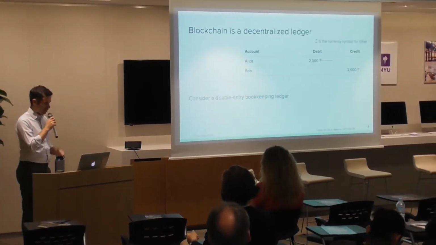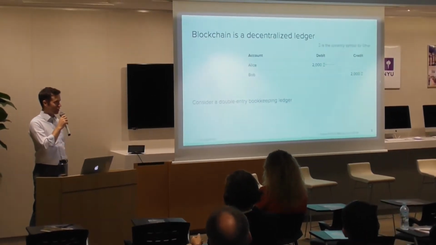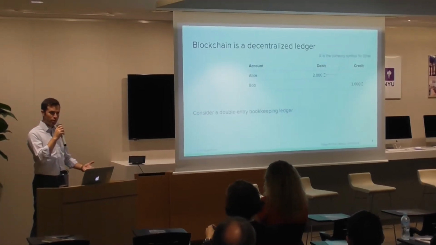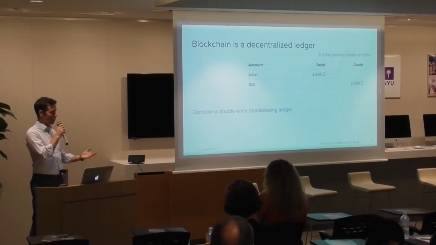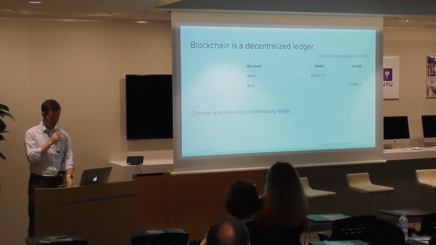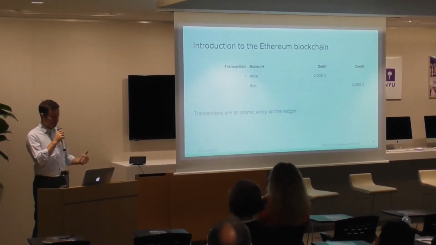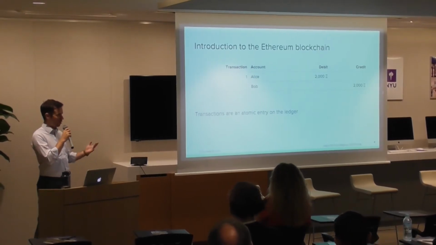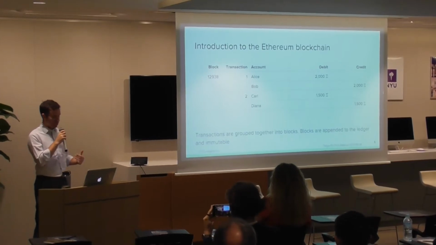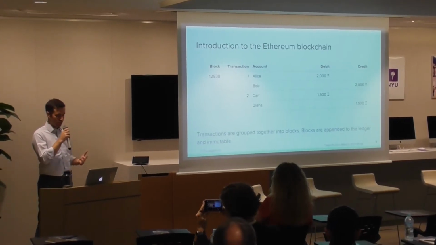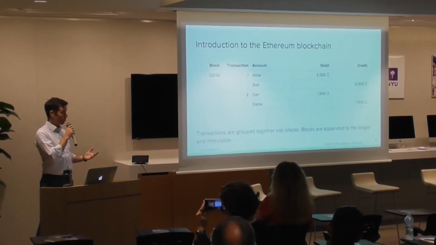So blockchain is a decentralized ledger, and here you can see an example of a double-entry bookkeeping ledger. It's fairly standard. Alice is paying Bob 2,000 Ether, and Ether is the currency of Ethereum. In Ethereum, transactions are an atomic entry on the ledger, and transactions are grouped together into blocks. Blocks are appended to the ledger, and they are immutable.